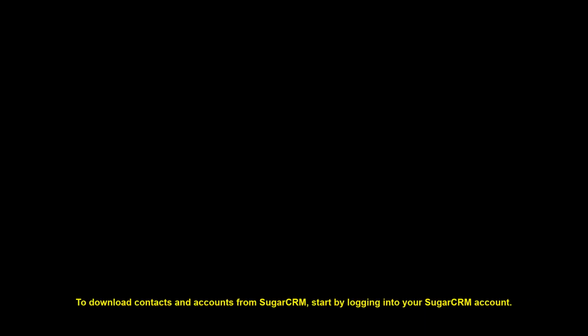To download contacts and accounts from SugarCRM, start by logging into your SugarCRM account. Navigate to the Contacts module by selecting it from the main navigation menu. Once in the Contacts module, look for the Import button, usually located at the top right of the screen. Click on the Import button to open the Import wizard.